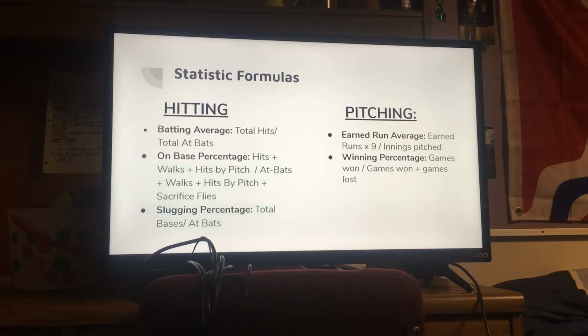So you take the amount of games you've won divided by pretty much your total number of games you pitched. So the games that you've won and lost.